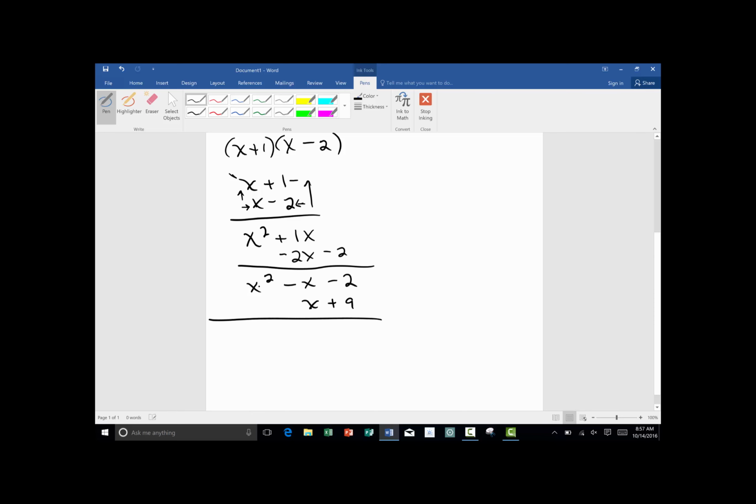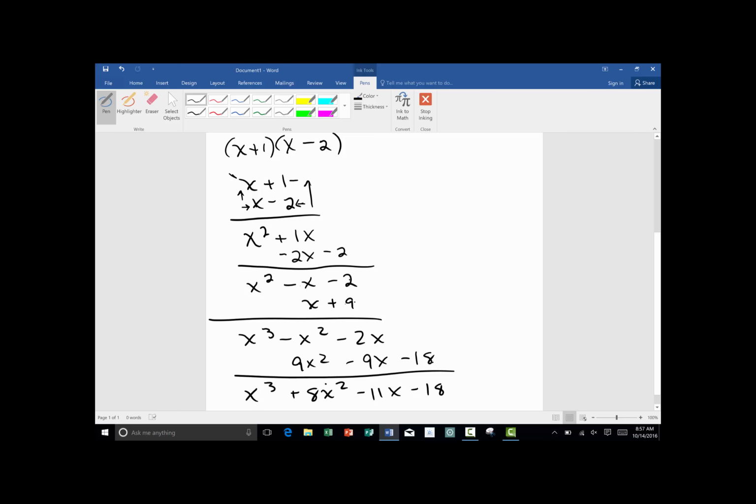So I would do x times x squared is x cubed. X times minus x is minus x squared. X times minus 2 is minus 2x. And then I would do the 9. 9 times x squared is 9x squared. 9 times minus x is minus 9x. And 9 times minus 2 is minus 18. And then this would be a polynomial that those zeros came through.